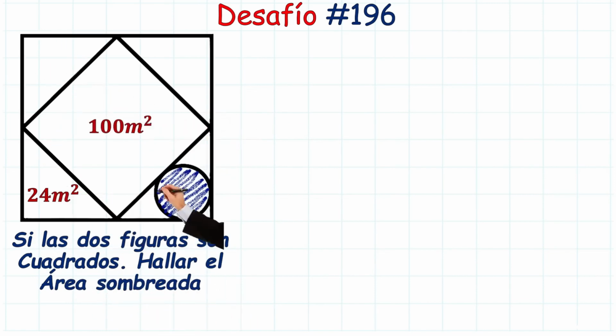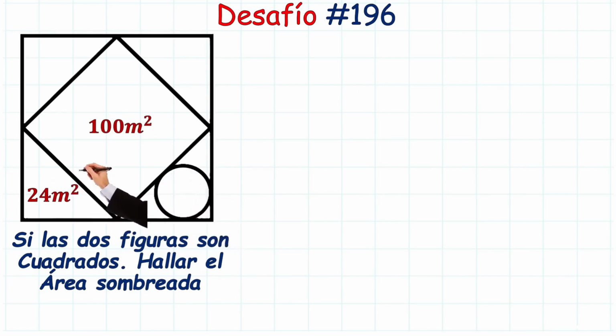So we have a square and inside we have another square. And we have to find the shaded area. That is the area of this circle. But to find the area of the circle, we need its radius. That's what we're going to look for right now. I'm going to erase this shaded part for a moment and I'll bring it back at the end.